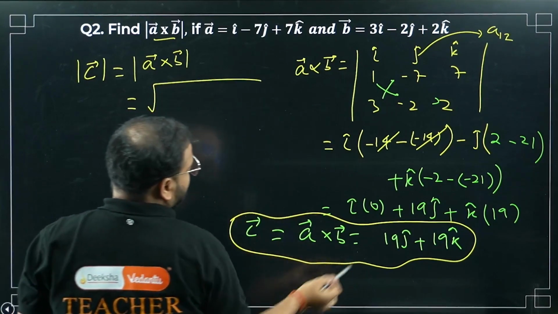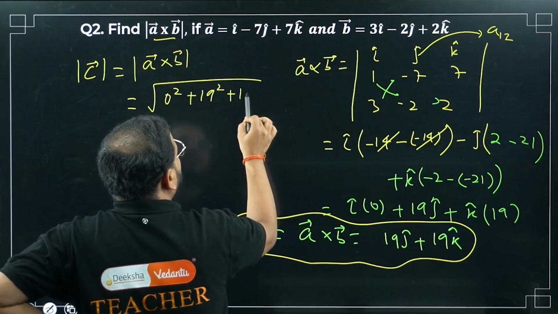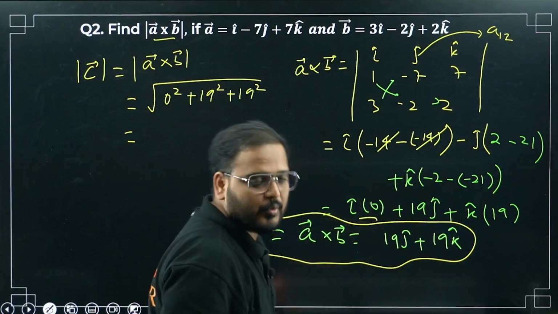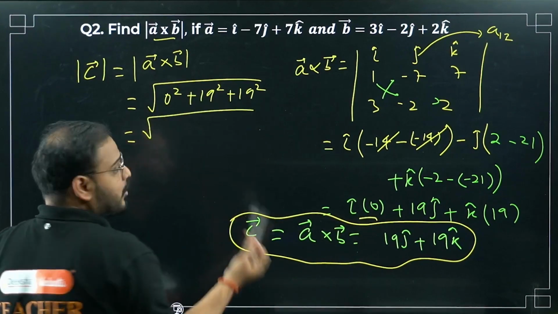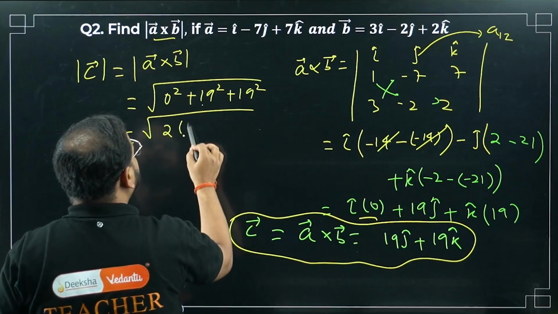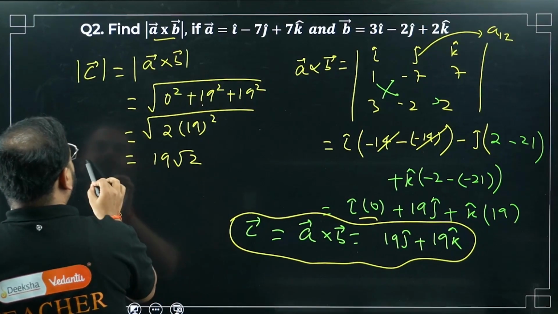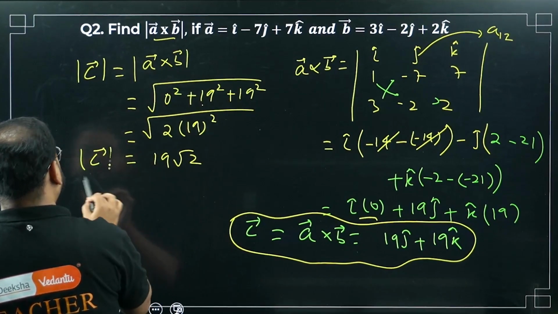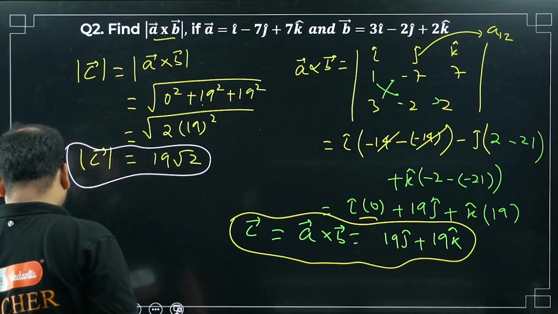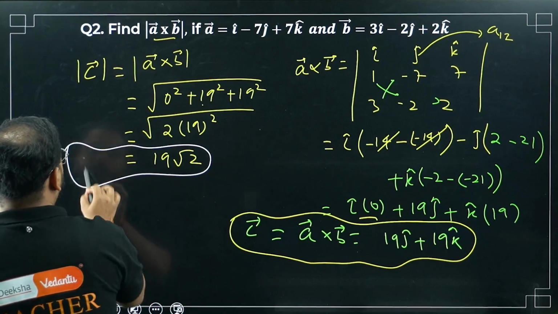Under the root, the square of the terms. So 0 square plus 19 square plus 19 square. How come 0 square? Because i cap is coming with 0. If you want, you can choose to not write it. I can write this as 19 square plus 19 square, 2 times 19 square. Take 19 square outside. This is my final answer: 19 root 2.